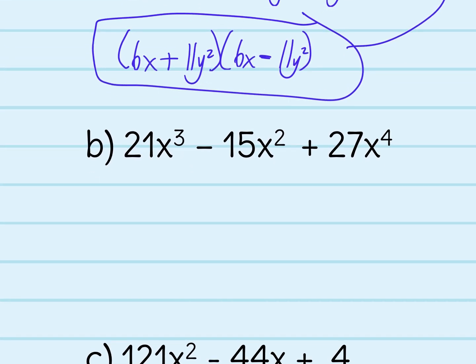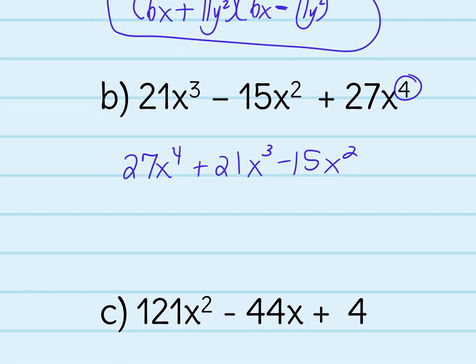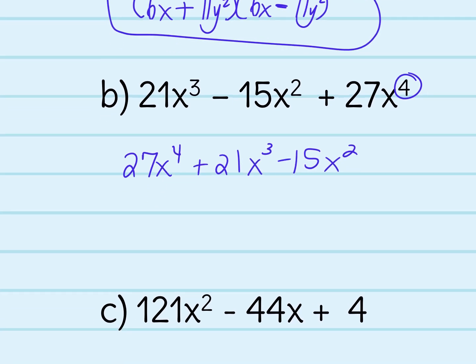Okay, next one, I look and I say, okay, whoa, there's a lot going on here. Well, first thing I notice is that my highest exponent is not first. So I'm going to rewrite this as 27x to the 4th plus 21x cubed minus 15x squared. And we talked about this a lot the last few days. The first thing you take out is the GCF, guys. So do you see a letter and or a number that all 3 of these have in common? The answer is yes. I can take out a 3x squared from all of these.